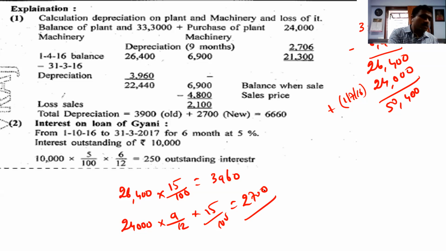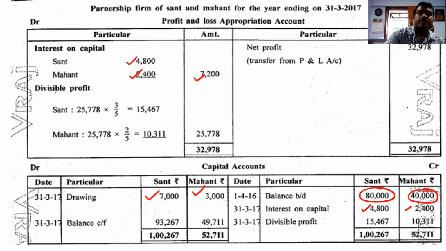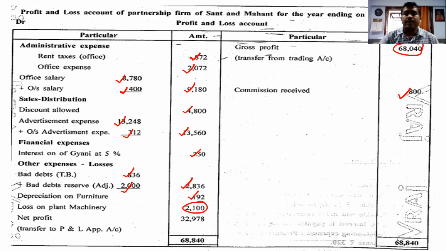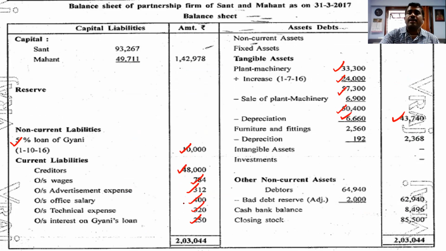3,960 plus 2,700, you get 6,660. They are talking about this one. 6,660, and in the outer column 43,740. Right? And this we have to transfer. This is related to factory, that's why it comes here: depreciation on plant and machinery. Clear? After that, you can see the face value is different, book value is different, and sold value is different, so there is a loss.